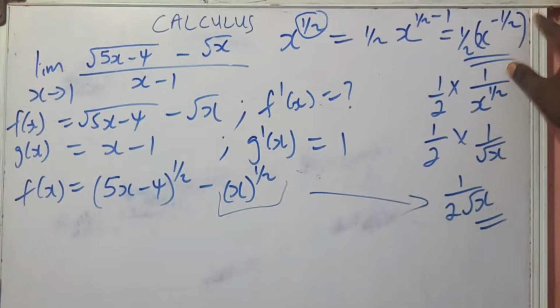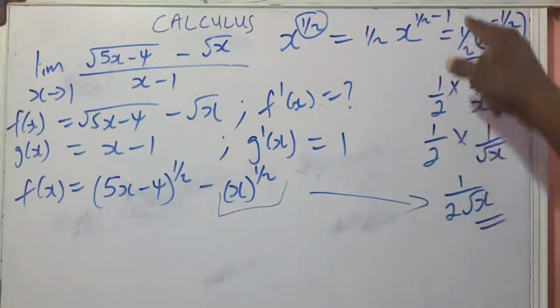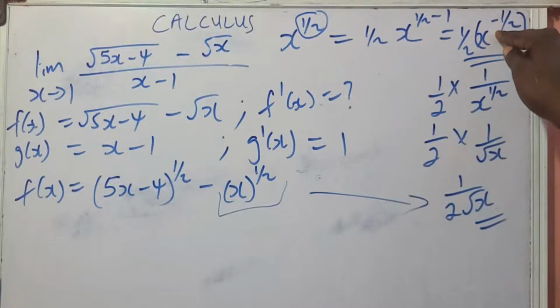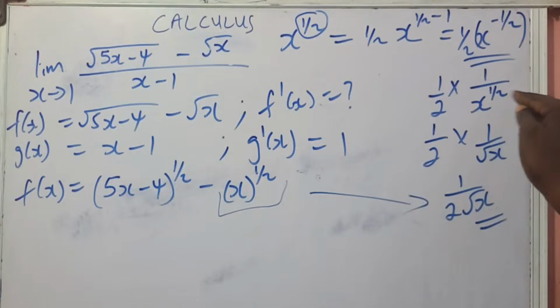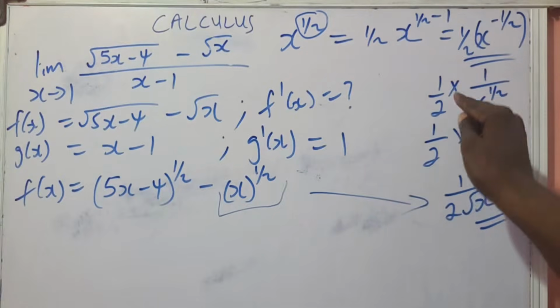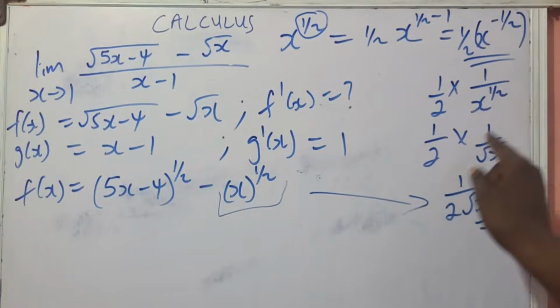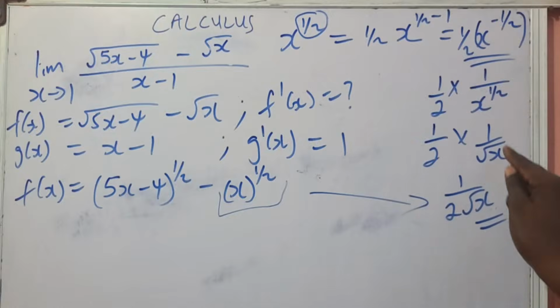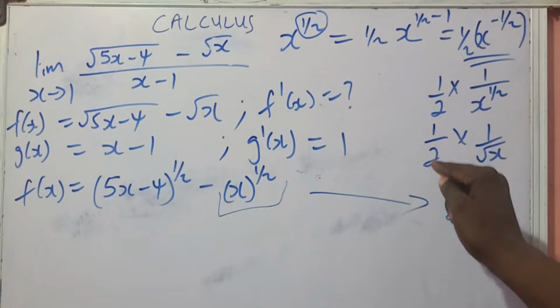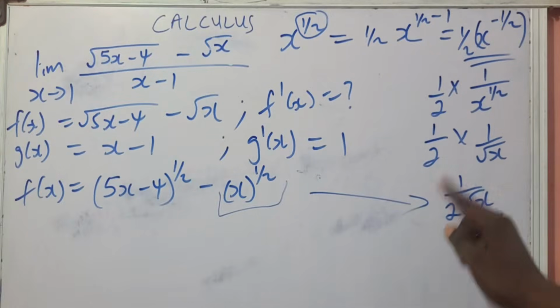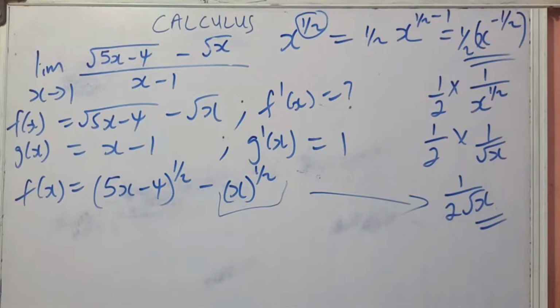This is the answer. So I can reformat it. I can put it in a different form. And what's that different form? This is what I have here. Now, instead of writing x raised to power minus 1 over 2, I know that this minus makes it 1 over x raised to power 1 over 2. I'm sure you know all these laws around indices. So this is 1 over 2 times 1 over x raised to power 1 over 2. Now, this x raised to power 1 over 2 can be written as square root of x. So that's 1 over 2 times 1 over square root of x. And that's what gives me what I have right here.